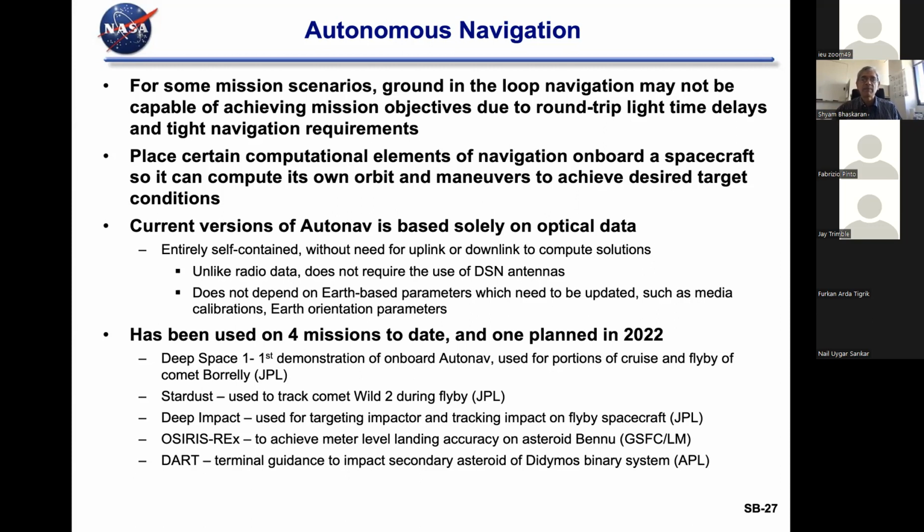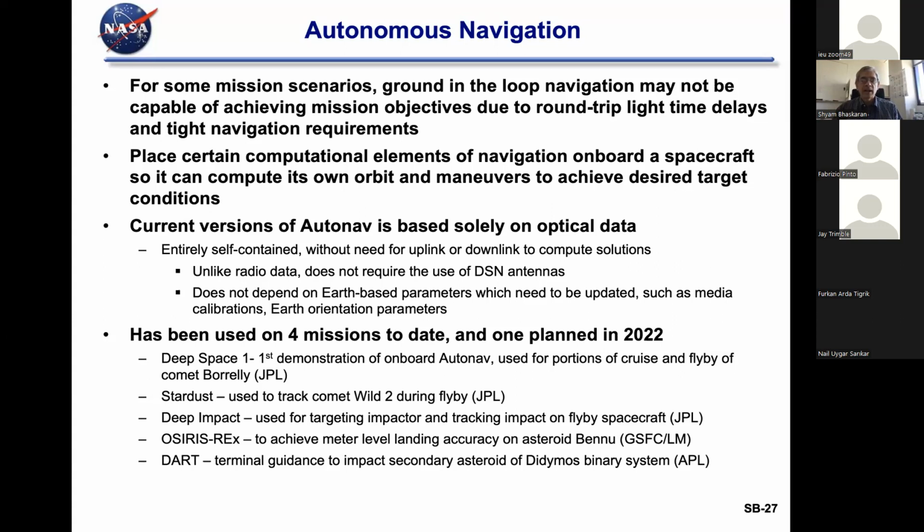And I'll show you an example with Deep Impact in a minute here. So in order to fix that, you then put the navigation on the spacecraft itself, so it computes its own orbit and its own maneuvers to achieve the desired target. This is a system we have built at JPL that does onboard autonomous navigation, which we call AutoNav.